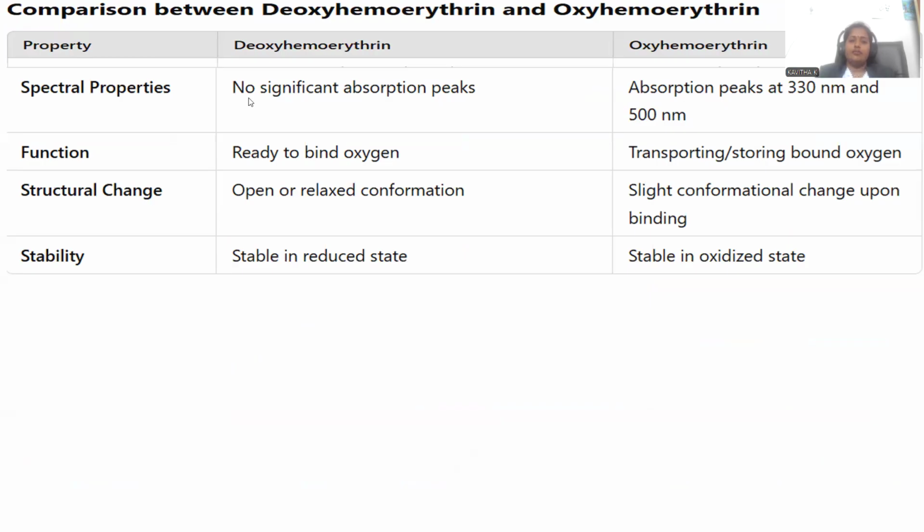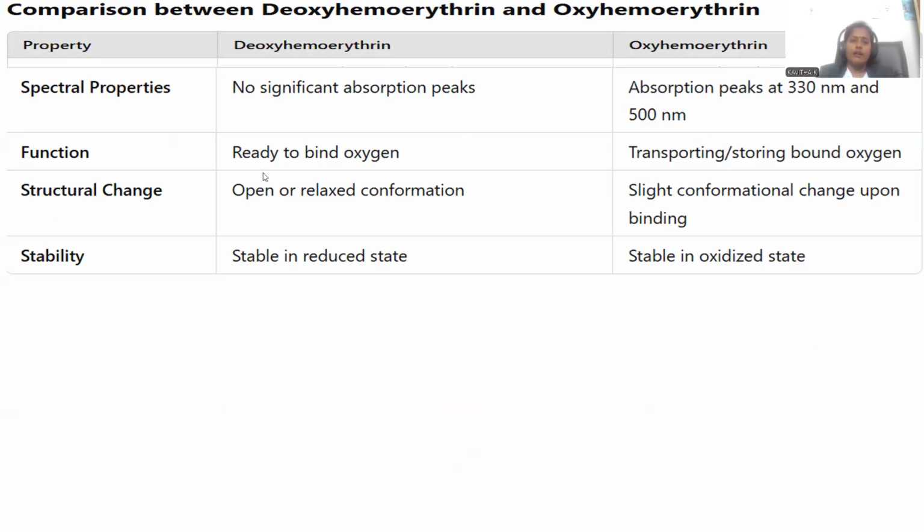Spectral properties: no significant absorption is noticed for deoxyhemerythrin, whereas in the case of the oxygenated form, you can locate peaks at 330 nanometers and 500 nanometers for oxyhemerythrin in your visible spectroscopy.